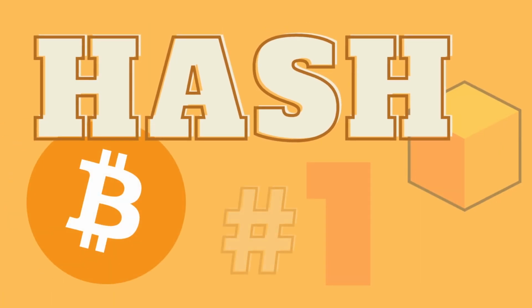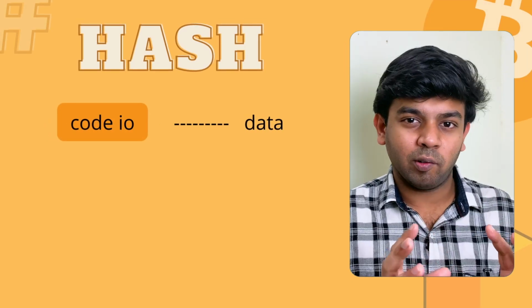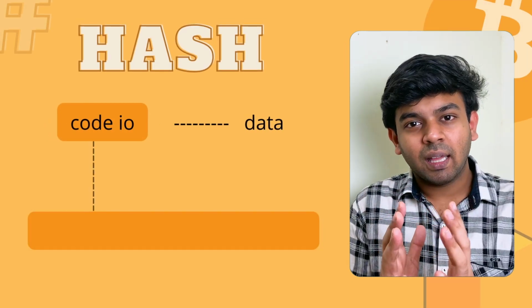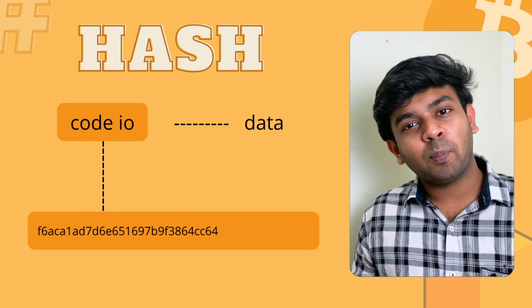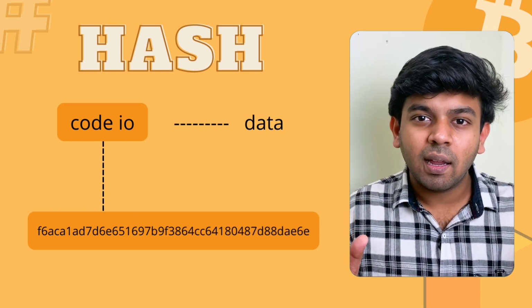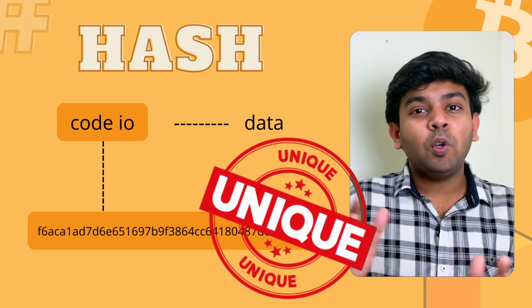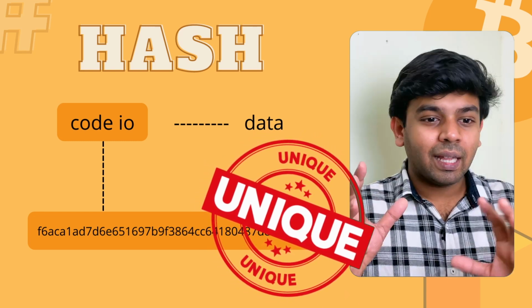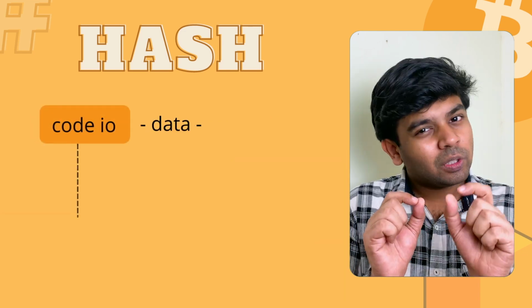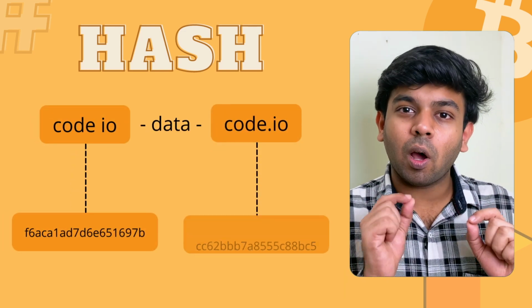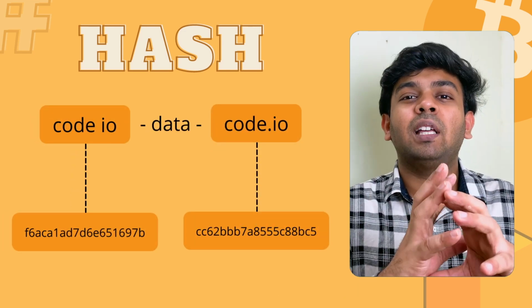A hash is a unique set of characters. Let us assume that we have a data called code.io. This hash corresponds to that particular code.io data, and it is so unique that no other data will produce the same hash that has been produced for code.io. If you just add a space into it or a dot, it will change the whole hash.